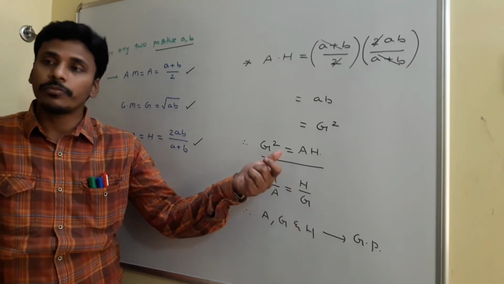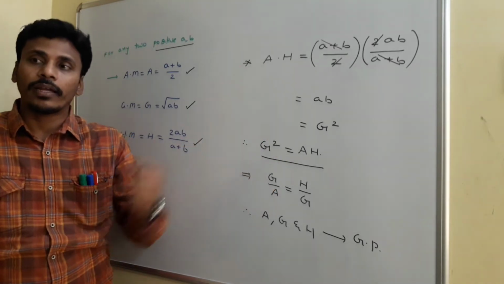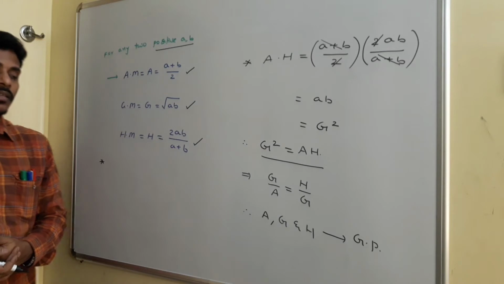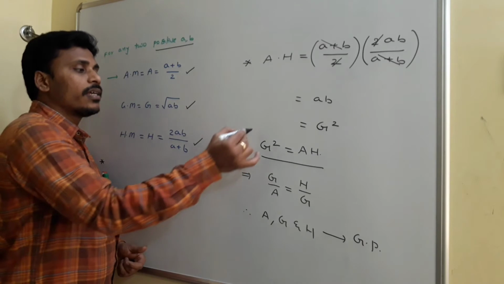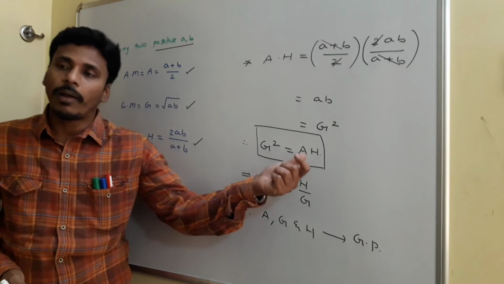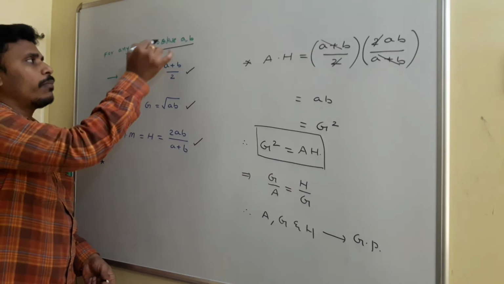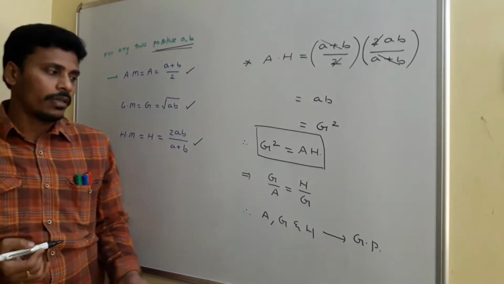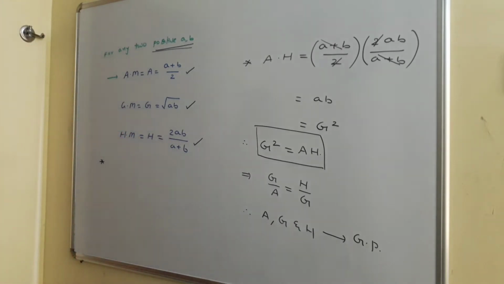And how do you get it? From G square is equal to AH. This G square is equal to AH is clear from this product A into H. Right? Have a look at this. The first relation on this arithmetic mean, geometric mean and the harmonic mean is that G square is equal to AH. The square of the geometric mean is the product of the arithmetic mean and the harmonic mean, right? And it is true for only two positive numbers a, b, right? And then G/A is H/G, and A, G and H, all those three always will form a geometric progression. Have a look at this.